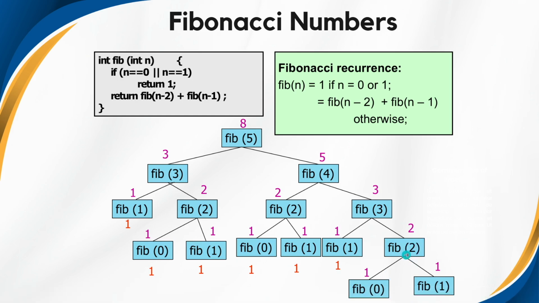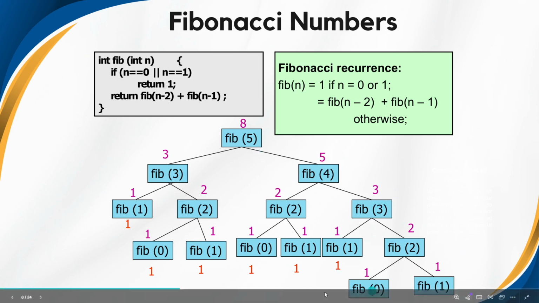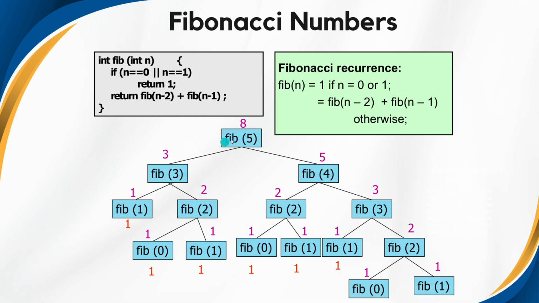Once fib of 2's result is obtained, we can substitute the answers for fib of 1 and 2 and return the result as 3 for fib of 3. And once fib of 3 is ready, we can compute the value for fib of 4, which is the sum of this and this, that is 2 plus 3, which is 5. And finally, only when we complete the entire right subtree can we compute the value for fib of 5, which is 3 plus 5, and the solution is 8.